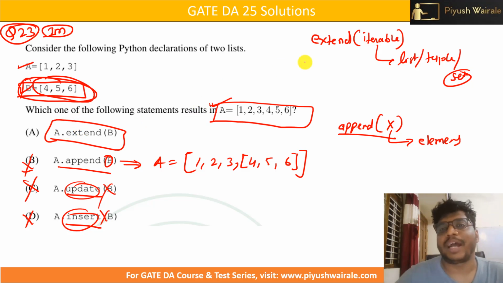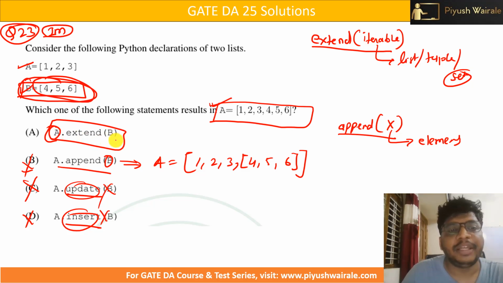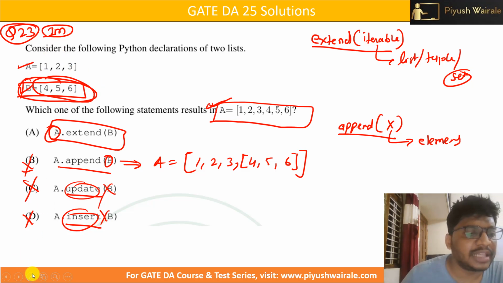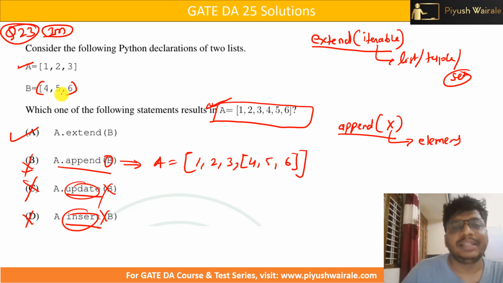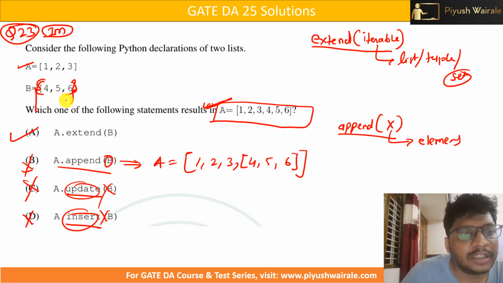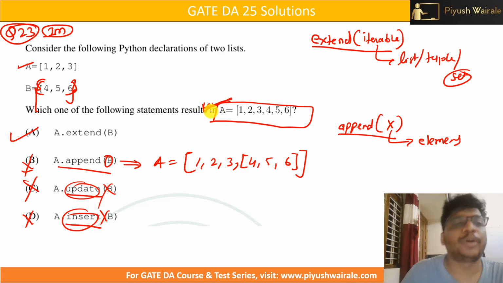Now what about extend B? As I said, extend takes an iterable, so we are going to extend this particular list. A dot extend B: whatever B we have, be it a list, tuple or set, it will extend the original list A. This gives us the correct output. Here B is a list, so we get the required output, and this is the correct option. Even if B is a tuple, we get the same output. If B is a set in curly braces, we also get the same output.